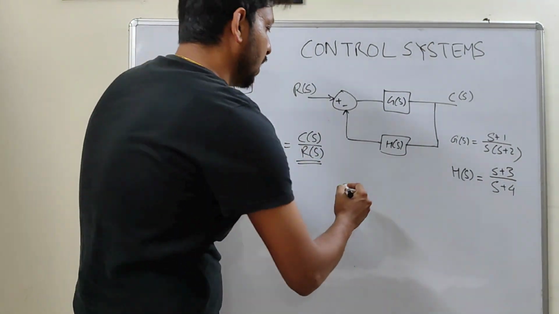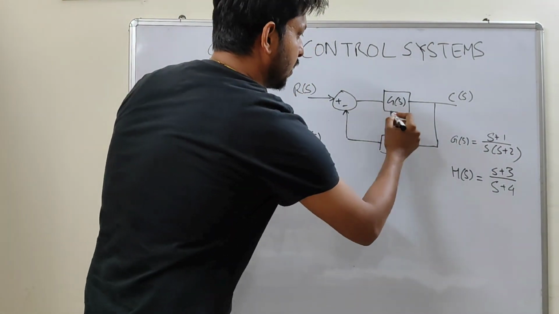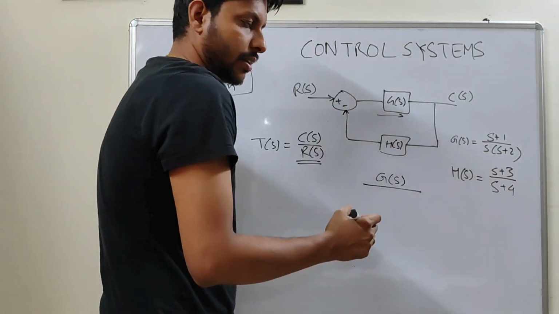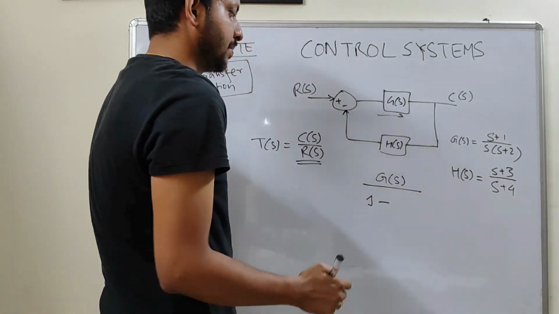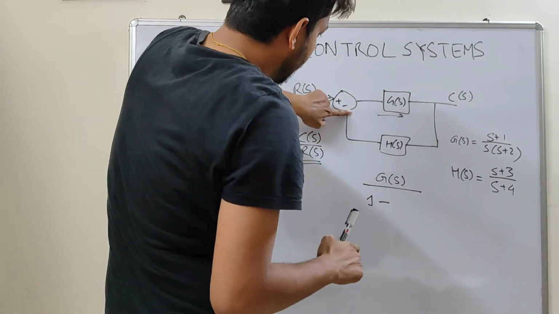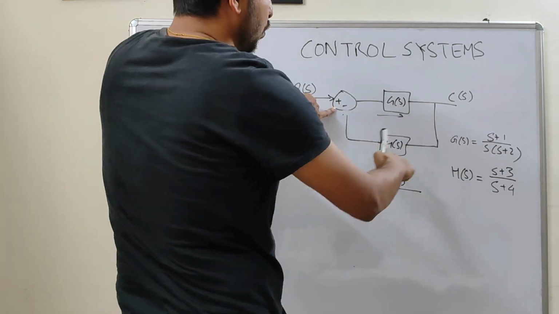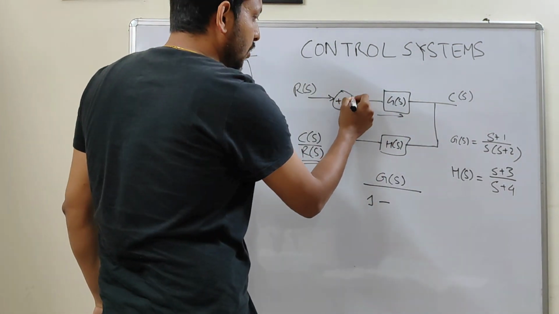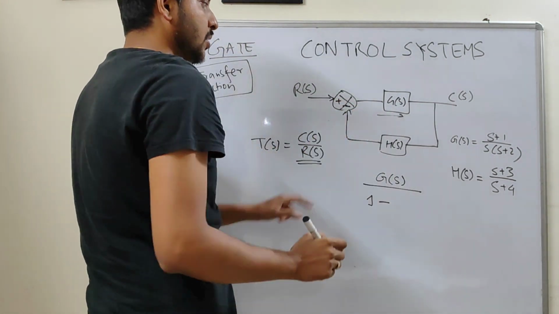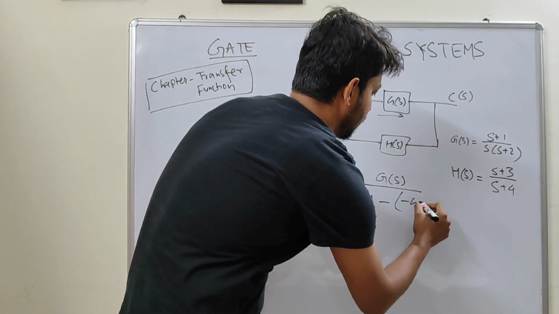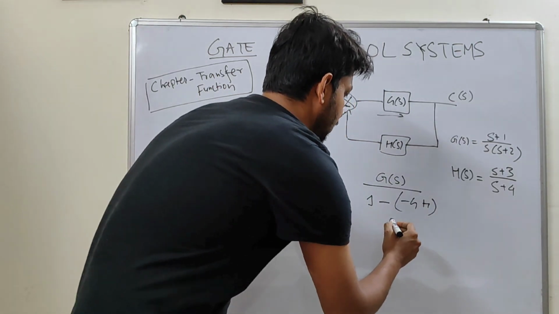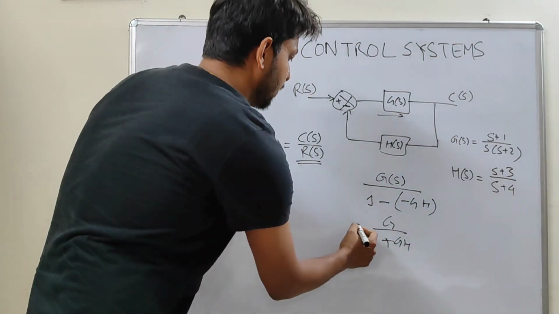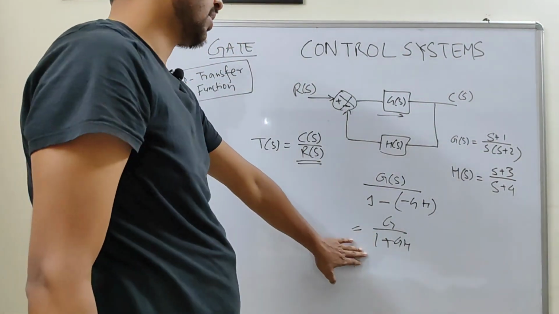Now the transfer function formula is forward path gain, which is G(s), divided by 1 minus open loop gain. Open loop gain means if you disconnect this, what is the gain through this loop, right? Which is G(s) into H(s), and since it's going towards the negative port, it will become negative of G(s) into H(s), right? So it will become G by 1 plus GH. I'm removing the S for simplicity. So this is the formula for transfer function.